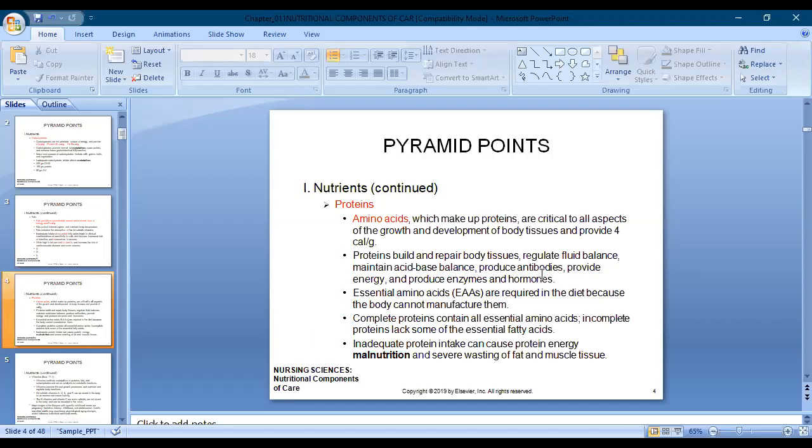When bacteria attack, the body can produce antibodies, and an antibody is a type of protein. Proteins also provide energy, 4 kilocalories per gram. They also produce hormones. Our body can produce different kinds of hormones, like gastrin, amylase, lipase, all of which are proteins. Insulin is a protein, right?